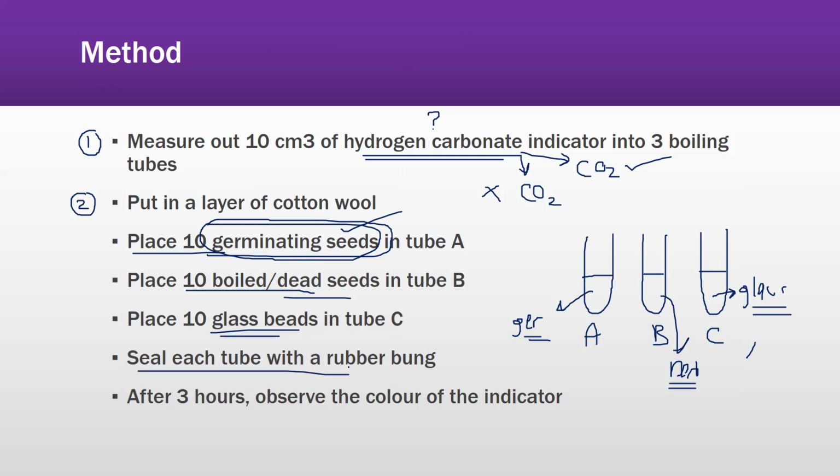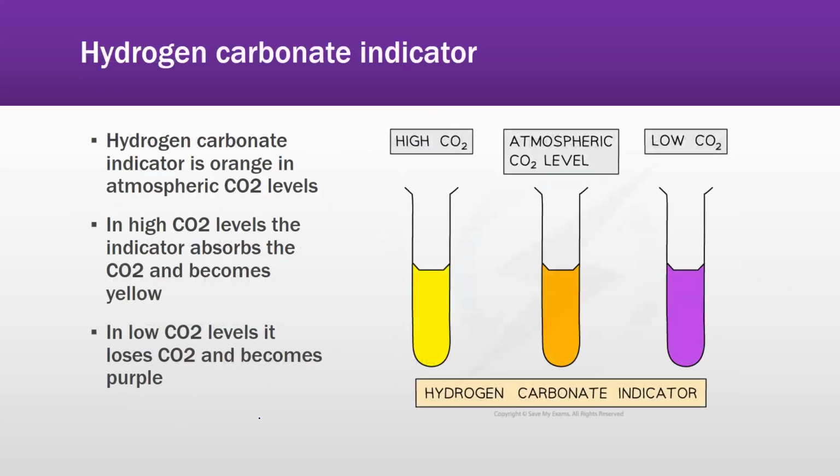And we are going to seal each tube with a rubber bung as well. And after 3 hours, we'll observe the color of the indicator. Look at this. In tube A, where there were germinating seeds, a high concentration of carbon dioxide was formed, because the hydrogen carbonate indicator is orange in atmospheric CO2 levels. When is hydrogen carbonate orange? When the CO2 levels are normal, such as in tube B.